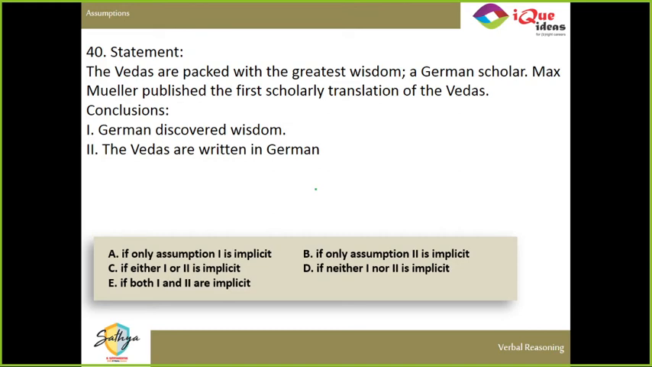Okay? The Vedas are packed with greatest wisdom. A German scholar, Max Muller, published the first scholarly translation of the Vedas. Does this mean Germans discovered wisdom or that the Vedas are written in German? Neither one of them. It is said they are translated into German. But Vedas are not originally written in German. I don't need that. And whether Germans discovered wisdom or not is also irrelevant to what is given. So, neither one of them is actually an assumption implicit here.